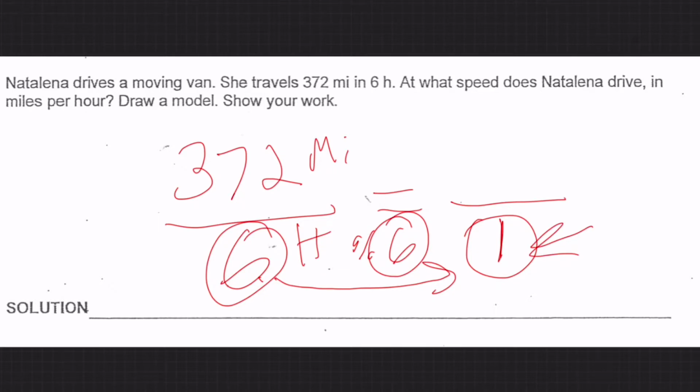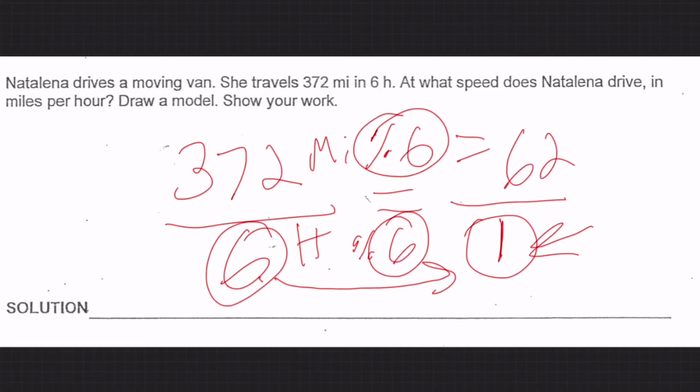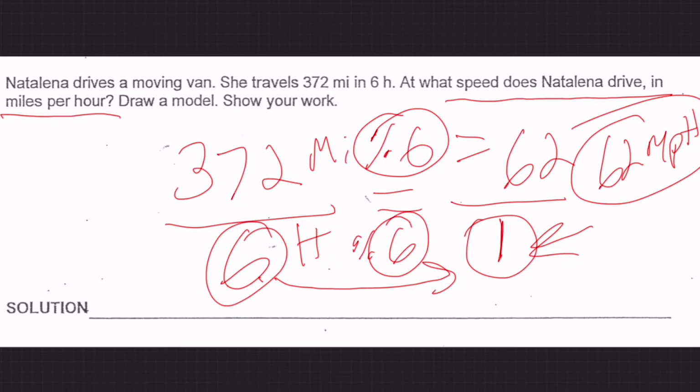And whatever we do to the bottom, we need to do to the top. So we need to take this 372 miles and divide that by 6. That's going to give us 62, because 372 divided by 6 is 62. So right now we're coming up with 62 miles per hour. That's how fast Natalina is driving. So the question is, at what speed does Natalina drive in miles per hour? Natalina drives 62 miles per hour. Does that answer the question? It sure does. Slow down, Natalina. So how'd you do on this one? All right, let's try question 2.